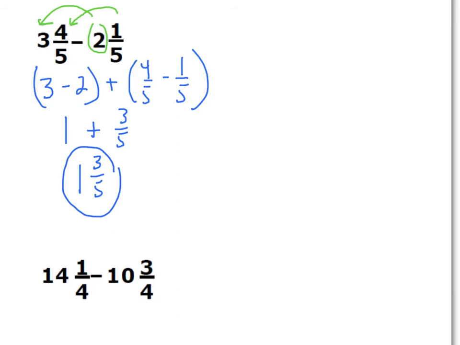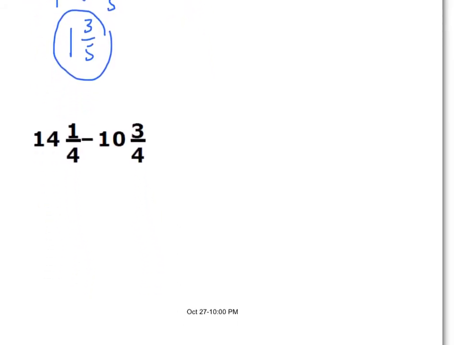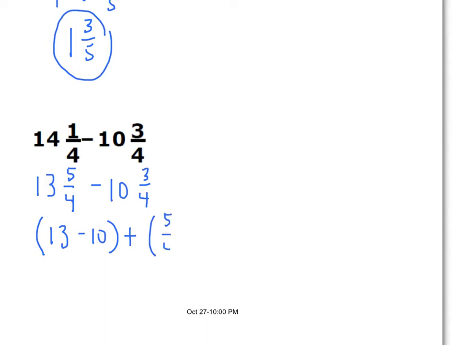All right, here we have another example where the numerator of the first fraction is smaller than the numerator of the second fraction. So once again, I'm going to have to borrow from the 14. Actually, I'm going to make that 13 and 5/4. So what I did was I took 4/4, which is 1, from the 14, and gave it to the 1/4. So that's 13 and 5/4 minus 10 and 3/4. So now I'm going to subtract the 10 from the 13. And I'm going to subtract the 3/4 from the 5/4. And I'll get 2 2/4, or 2 1/2.